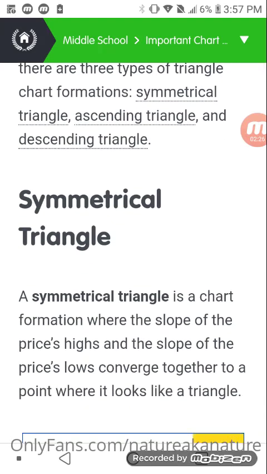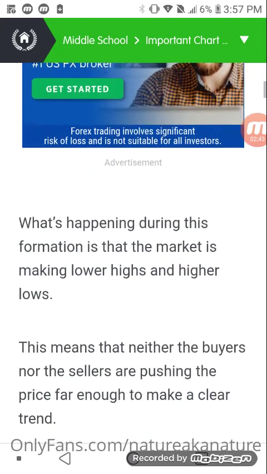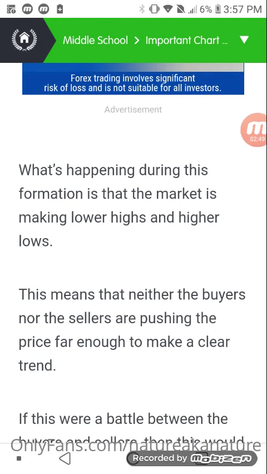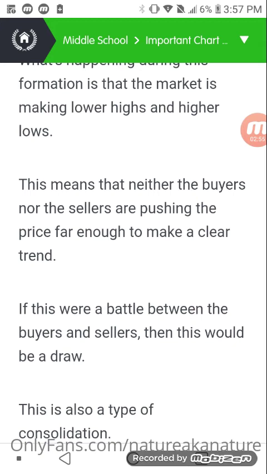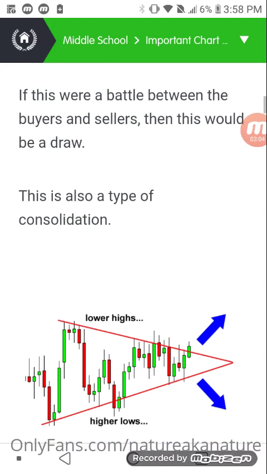The symmetric triangle is a chart formation where the slope of the price highs and the slope of the price lows converge together to a point where it looks like a triangle. What happens during this formation is that the market is making lower highs and higher lows. This means that neither the buyers nor the sellers are pushing the price far enough to make a clear trend. If this were a battle between the buyers and the sellers, this would be a draw. It's also considered consolidation.